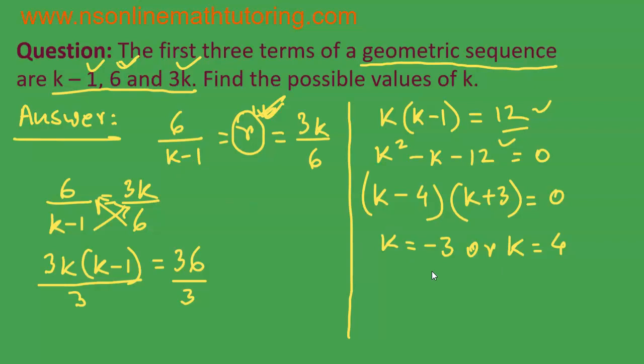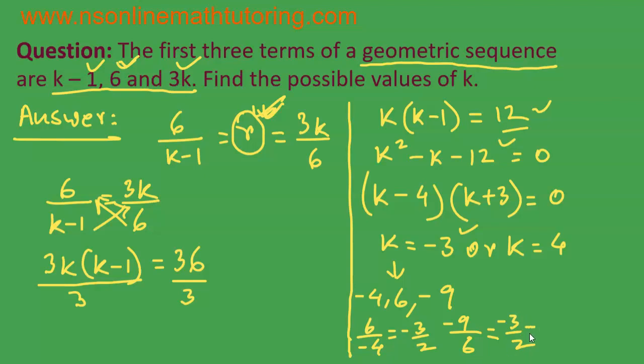And let us check what are the terms, because they have asked us to give the values of k and we have found the values of k, but let us verify our answer. Okay, so if I take k as negative 3, what are the terms that we are getting? Negative 3 minus 1 is negative 4, the first term. The second term is 6, and the third term is 3 times negative 3, which is negative 9. So is there any common ratio? 6 over negative 4 is equal to negative 3 over 2. And negative 9 over 6 is also negative 3 over 2. Therefore, the common ratio is negative 3 over 2.